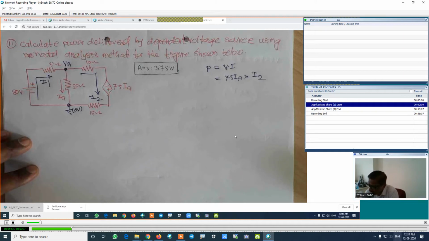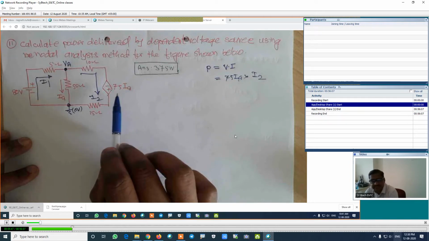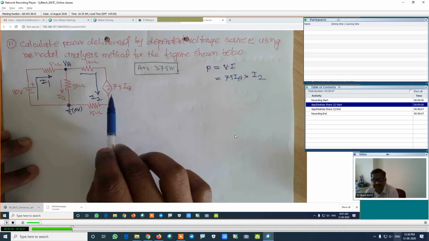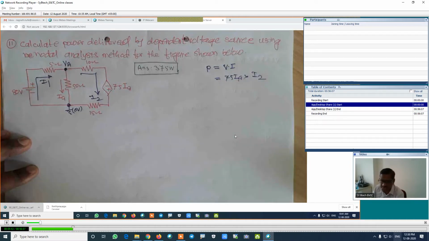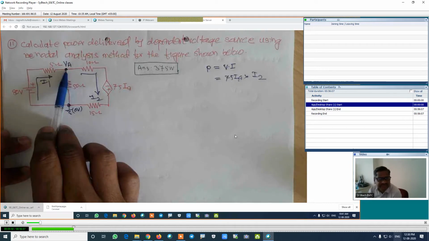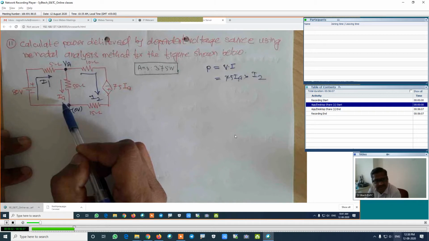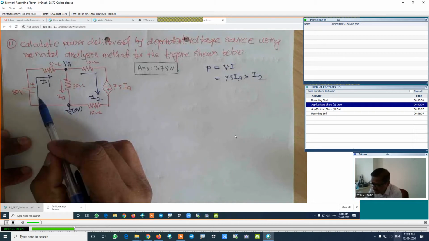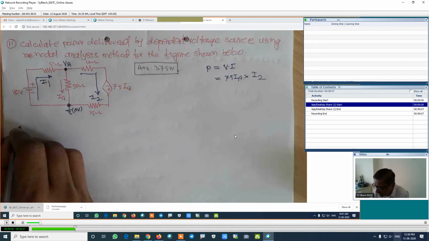Even though the circuit has a dependent source, many times we wonder how the equations will be. Don't bother about that. Follow the usual procedure. What is the usual procedure? Apply the KCL at this particular point. This is the given direction of the current, so I have not tried to change it. Here, this one is incoming, and these two are outgoing.